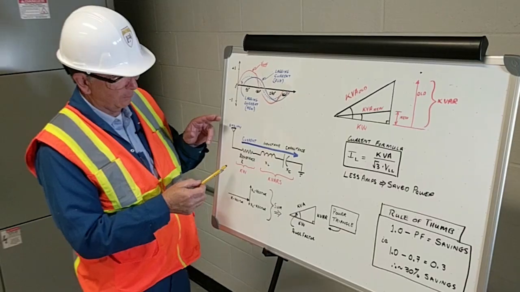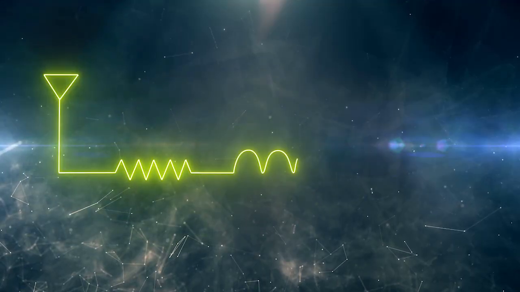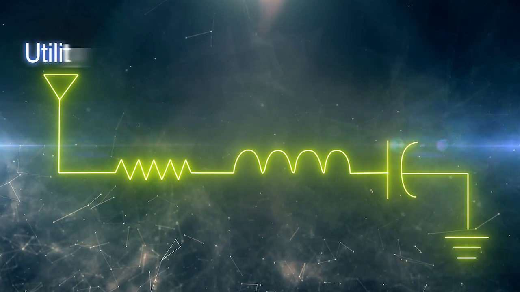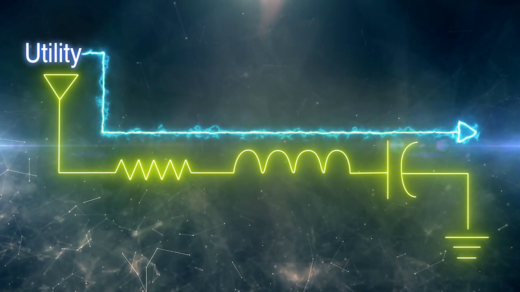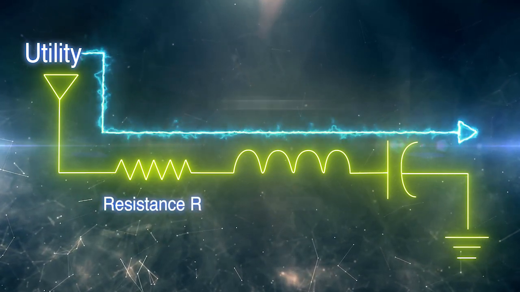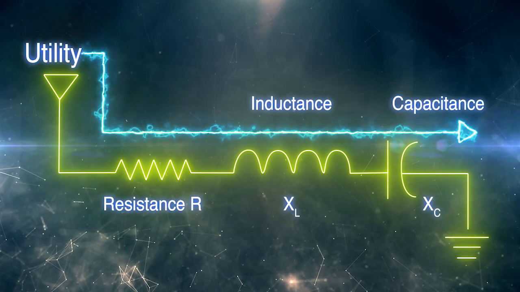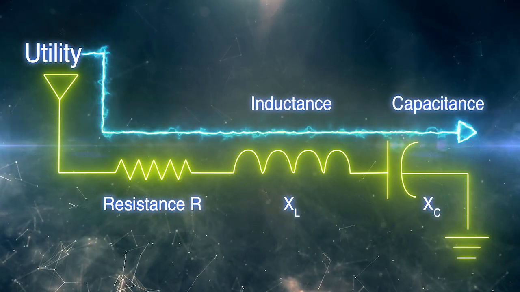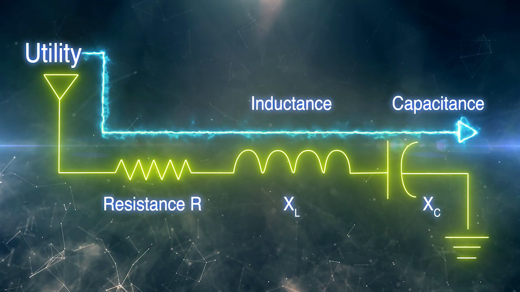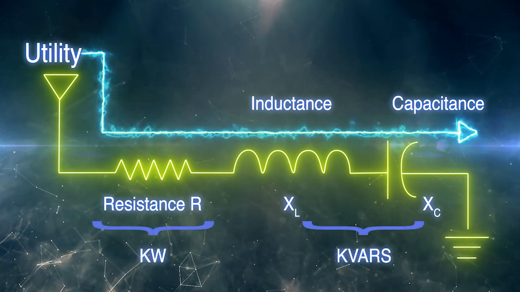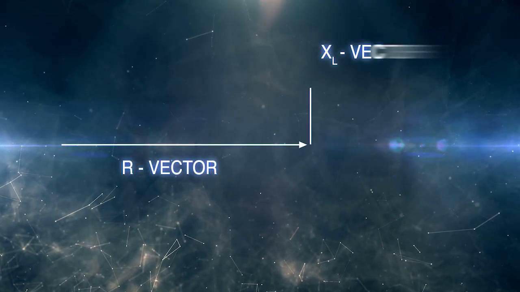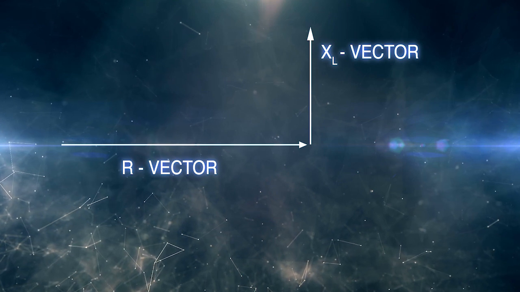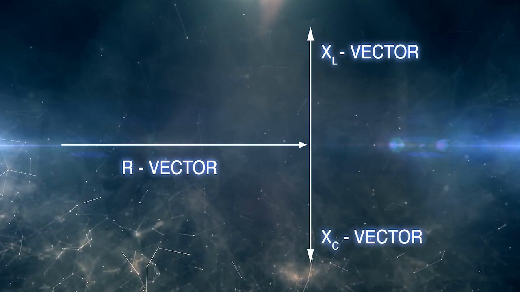When we do that, we end up with a basic diagram that shows the electrical circuit. We have a utility feeding current into the system, and the system is comprised of resistance, X sub L, X sub C, which is inductance and capacitance. And between them, this part is kVARs, this part is your kW. So we have vectors that show the resistance, vectors that show the effect of the inductance, and a vector showing the effect of the capacitance.